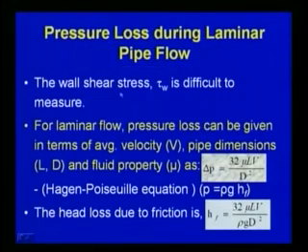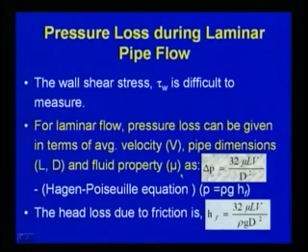We have already seen earlier the pressure loss during laminar pipe flow, or the fully developed laminar flow. The wall shear stress tau W is difficult to measure, but if we can find out the head loss or the pressure loss, from that we can find it out. For laminar flow, the pressure loss can be given in terms of the average velocity V, the pipe dimensions L and D, and the fluid property mu, as delta P is equal to 32 mu L V by d square. This is the Hagen-Poiseuille equation which we derived earlier, and if you put the pressure as rho g into Hf, the head loss.